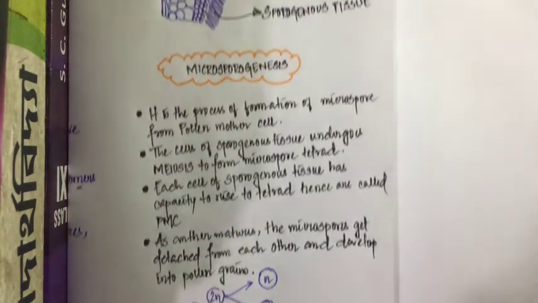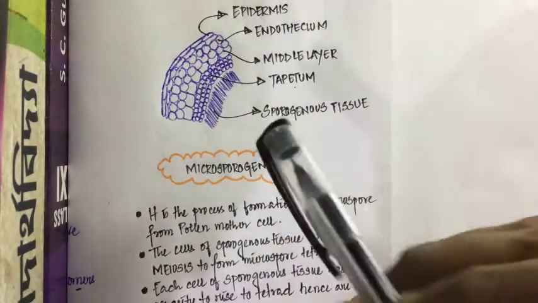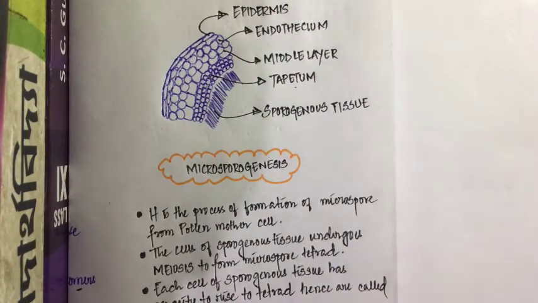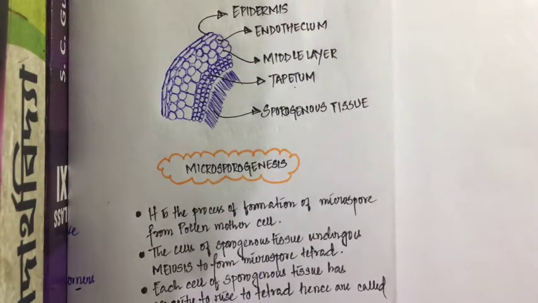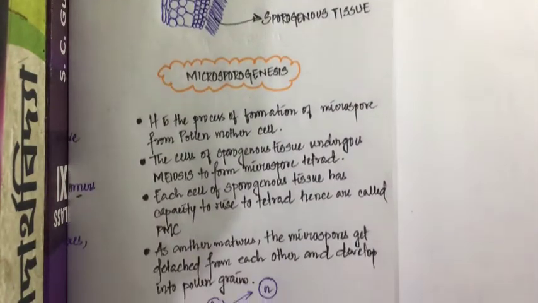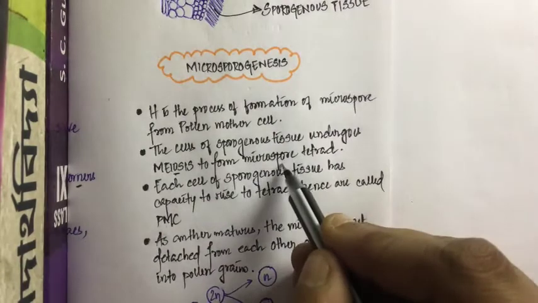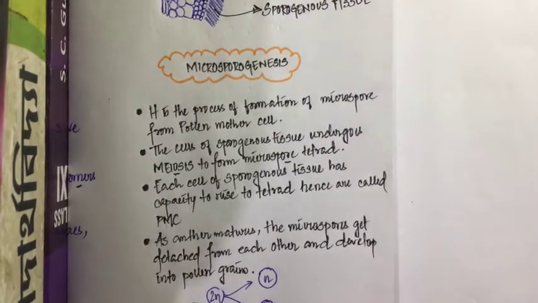Listen to it very carefully. Remember, I have shown you this diagram. At the central part of this whole microsporangia, what is present? Sporogenous tissue is present. Now this is sporogenous tissue. The cells that are present inside this sporogenous tissue, they undergo which process? They undergo meiosis to form what? To form 4 microspore cells. That is called microspore tetrad.